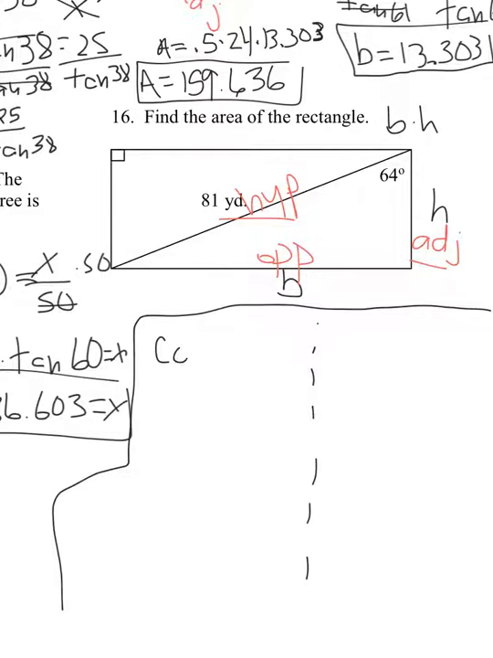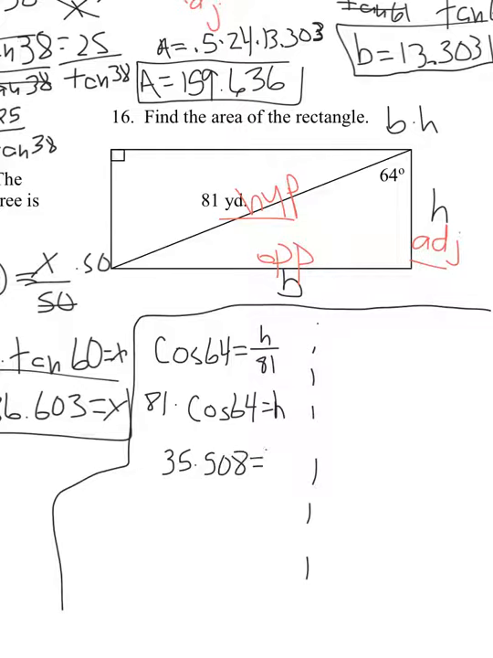So cosine 64 degrees equals adjacent h over hypotenuse 81. Very simply, just 81 times cosine 64 equals h. So 81 times cosine 64 equals 35.508. All right, so that's the base. I'm sorry, that's the height, excuse me.